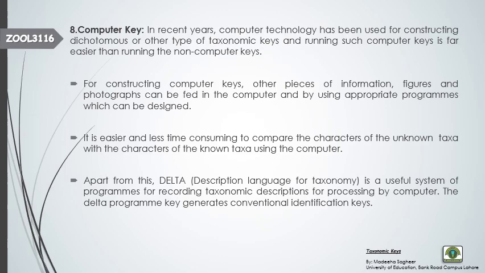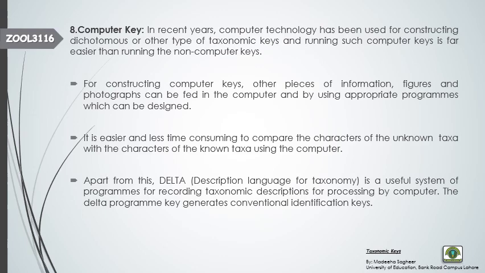Okay, apart from all this, the DELTA description language for taxonomy is also a useful system of programs. So what is this? This is a system of different programs that we use in taxonomy for recording taxonomic descriptions for processing by the computer. We record our taxonomic descriptions, and with the help of the computer, DELTA programs generate different types of keys, identification keys. So it will be more convenient, less time consuming, and very easy to use such keys that we have constructed with the help of computer programs, because we can add different pictures as well.